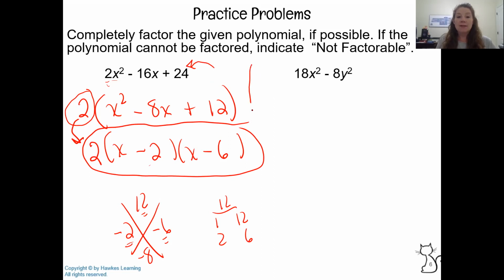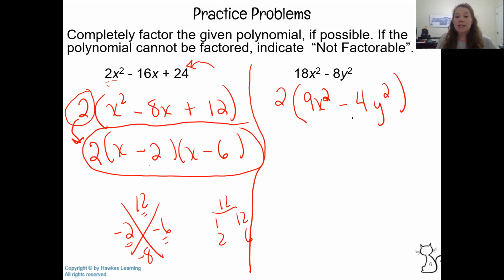All right, let's look at the fourth one. So right away, I noticed these are 2 even numbers, and I know I can divide both of these numbers by 2, so that's what I'm going to do first. So half of 18 is 9x squared. And then half of 8 is -4y squared.